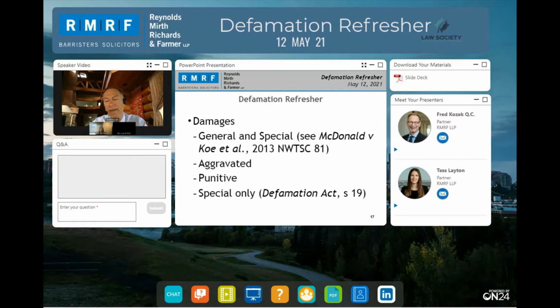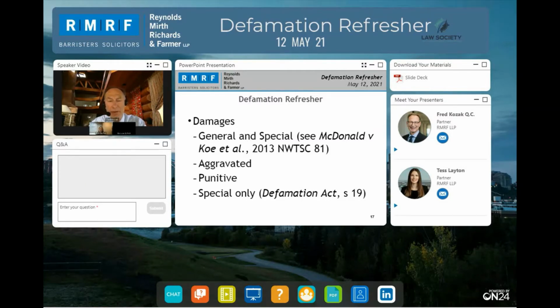And that takes us to the end of the defenses. So generally speaking, if you're relying on any of the defenses other than absolute privilege or truth, at the end of the defendant's case, it's open for the plaintiff to then rebut the defense by establishing express malice. And we'll return to express malice if time permits at the end.